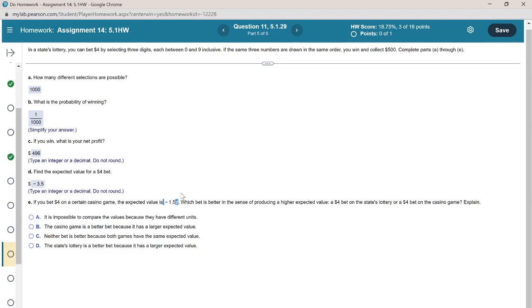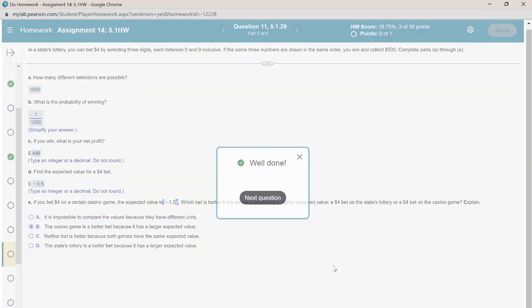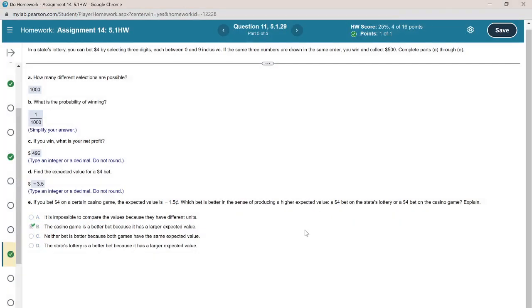I'm not saying it happens in real life, but just for this scenario, the casino game is the better bet because it has a larger expected value. So expected value always gives you a different perspective using the probability.